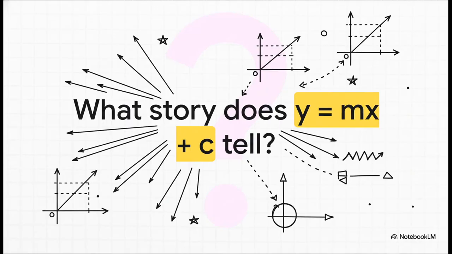So you've probably seen this equation a million times, right? But have you ever really stopped to think about the story it's telling? Because every single line has one. It's a story about its unique journey, where it's headed, where it started, and how it relates to every other line out there. In this explainer, we're going to unpack that story piece by piece so you can look at any line and know exactly what's going on.